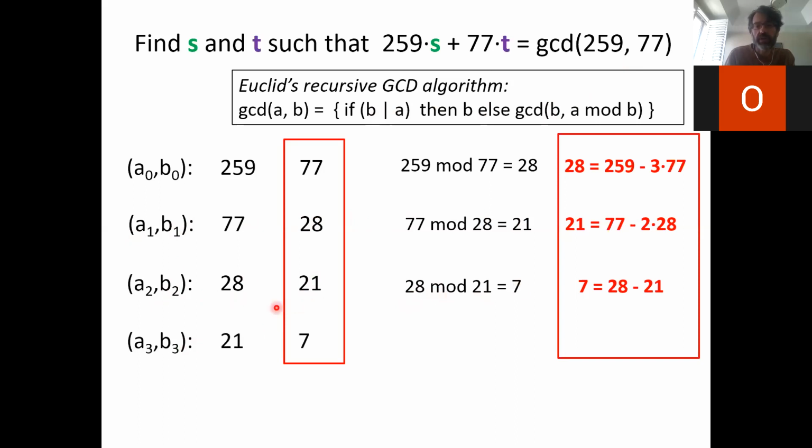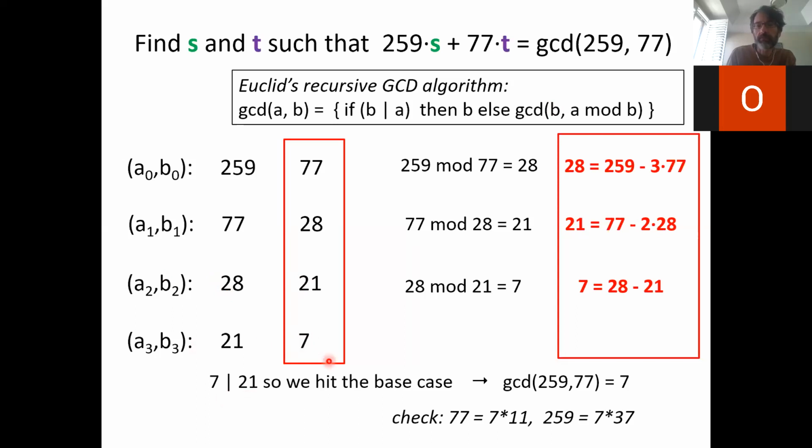In the next recursive call, again, the new A is the old B, right here, and the new B is 28 mod 21, which is 7. And now we're hitting the base case, because 7 divides 21. So 7 is the answer. The answer just percolates back through all these recursive calls, from the next recursive call to the previous one. So the answer is 7. And when you compute this, it's always a good idea to check.